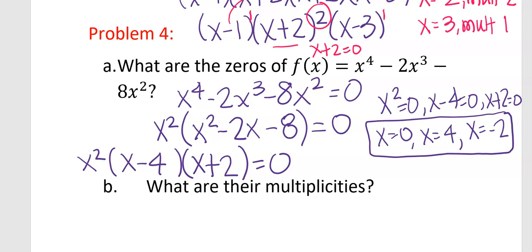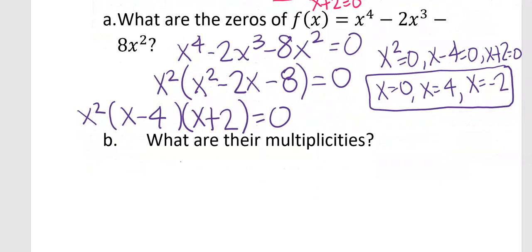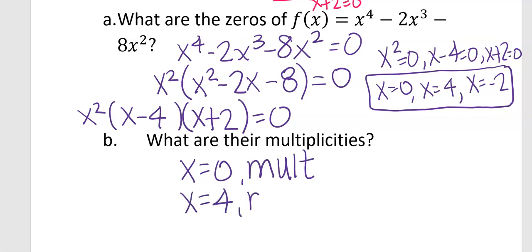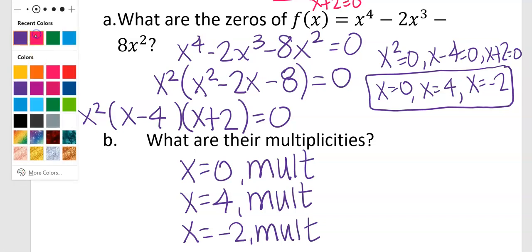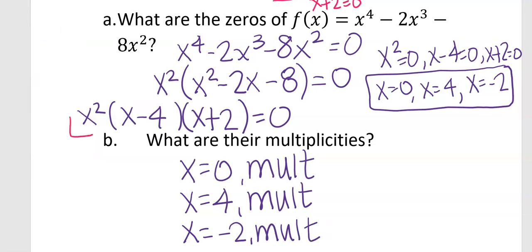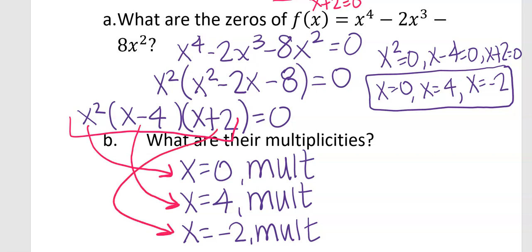Now we're going to take those answers and put multiplicity behind it. So all we need to add is this. So what you're going to do is go back to the factored form, this one, and check it out to see what it is. So here was my x equals 0. Here's my x equals 4. Here's my x equals negative 2.